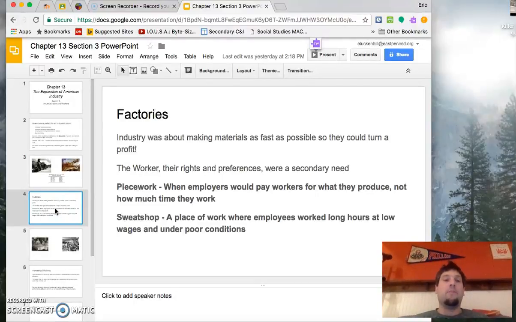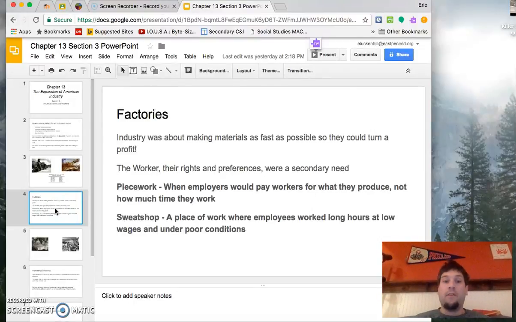Two definitions that are big here are piecework and sweatshops, and we're going to talk about both of them in class. We've actually already talked about piecework before. If you remember the newspaper circles activity we did earlier this year, every time you made a circle out of newspaper, whether you had scissors or not, I gave you a certain amount of dollars based on each one.